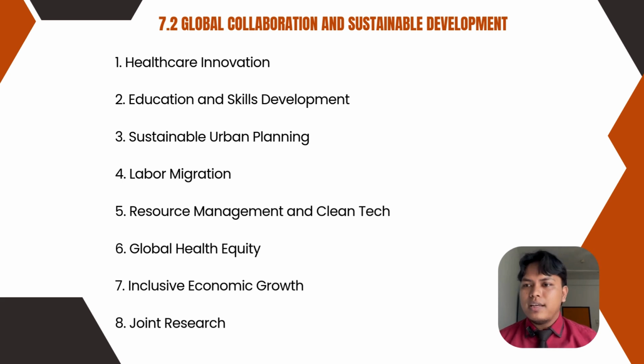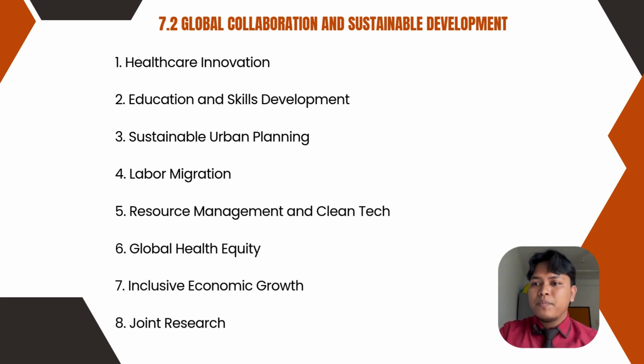The third one is sustainable urban planning. Japan's compact city model reduces environmental impact and improves accessibility. India can apply similar strategies in cities like Bengaluru and Pune, focusing on green spaces and public transport. For example, sustainable urban planning for more inclusive and accessible cities.